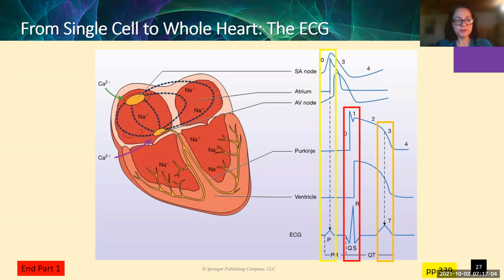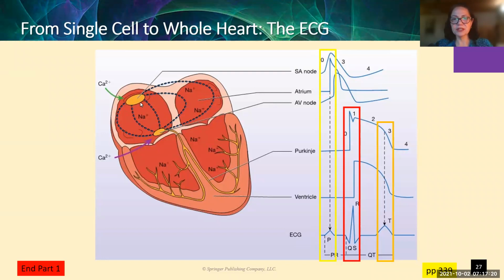I'll remind you, this is the last slide from part 1. We're looking at the ECG or EKG. There's a P wave that corresponds to depolarizations that are happening here in the SA node, the sinoatrial node.